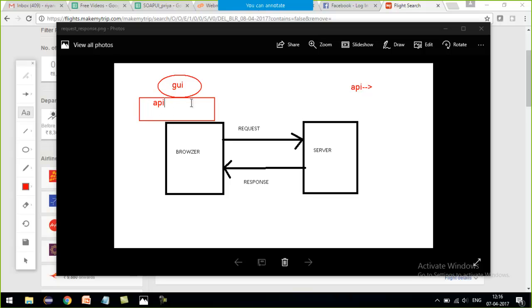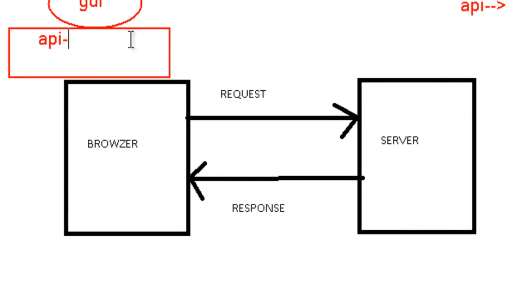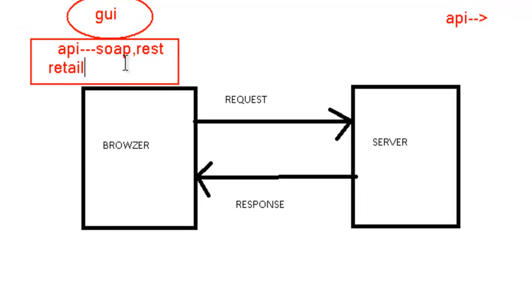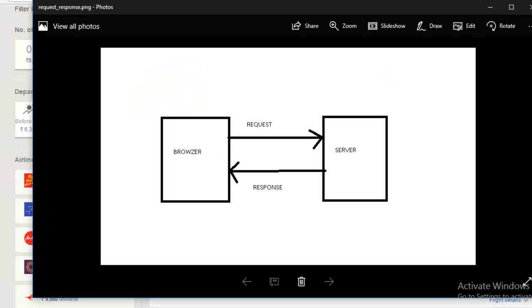It is not always the case that for each and every API you have a GUI. We are going to test our API which works on SOAP or REST. In my case, which API is it? It's a retail application, which I'm going to use for SOAP as well as for REST.